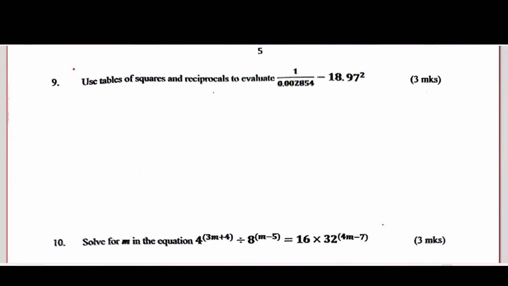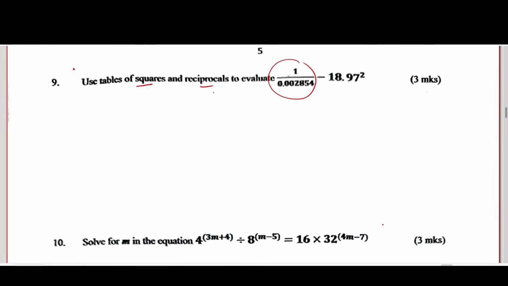Question 9. Use tables of squares and reciprocals to evaluate. So you're supposed to use the tables of squares and reciprocals to solve this question. So I'll start with this part: 1 divided by 0.002854. For that one, you're going to use the tables of reciprocals. So let us use the tables of reciprocals together.